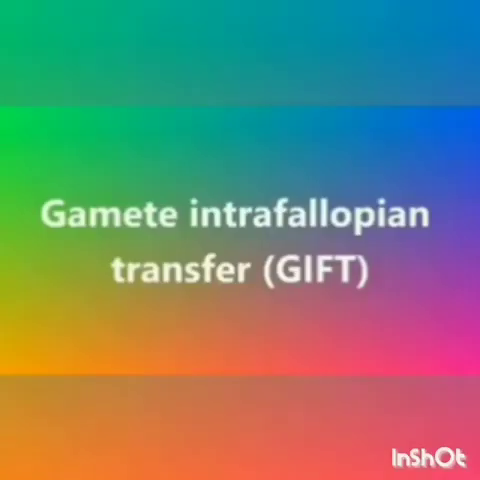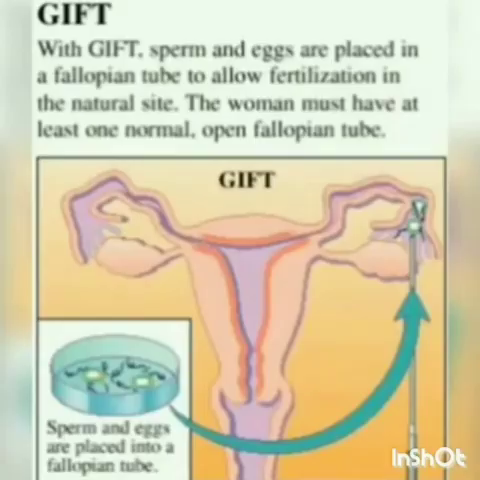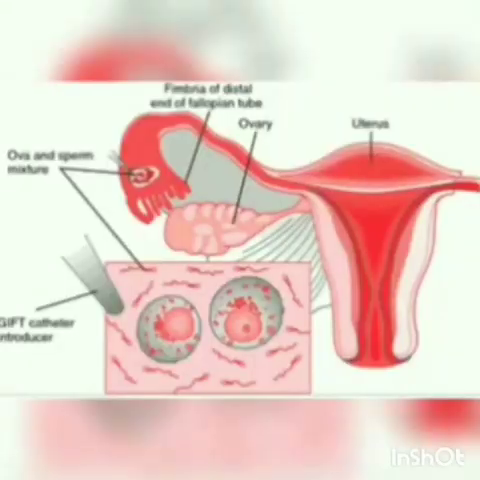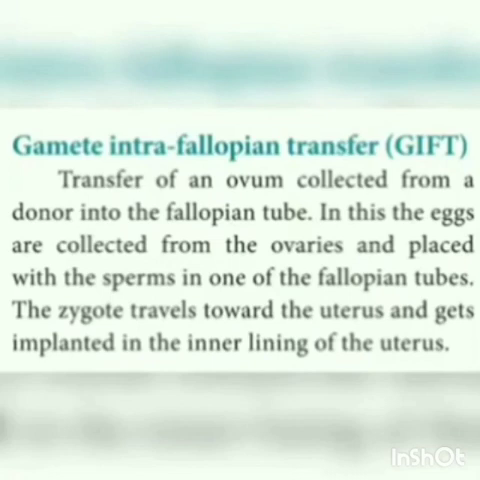Next is gamete intrafallopian transfer, GIFT. Transfer of an ovum collected from the donor into the fallopian tube. In this, the eggs are collected from the ovaries and placed with sperms in one of the fallopian tubes. The eggs are collected and placed in the fallopian tube. The zygote travels towards the uterus and gets implanted in the inner lining of the uterus. Here, it is transferred inside the fallopian tube. That means transfer of ovum collected from the donor into the fallopian tube.